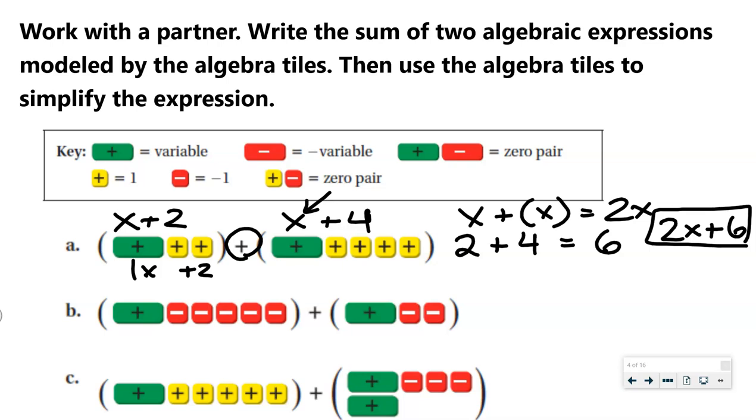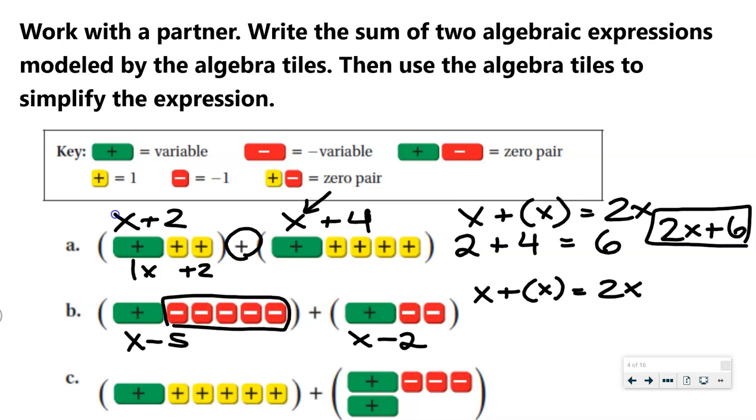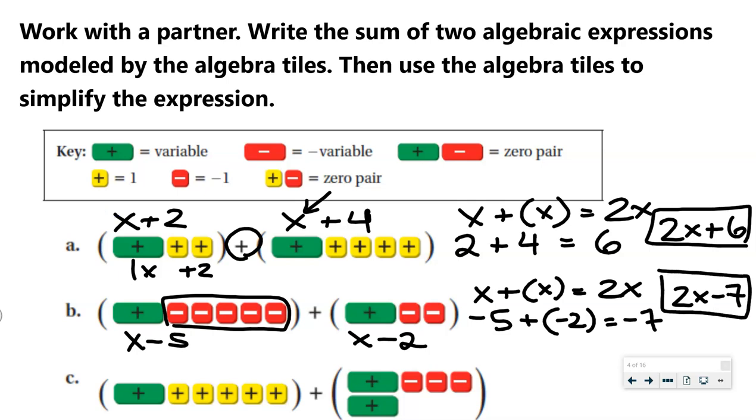Moving on down here to C. We have right here x minus 5, right? 5 negative constants right there. And we have x minus 2. And watch what happens here. Well, we have the same thing as above. x plus x equals 2x. But now we have negative 5 plus a negative 2, which is going to equal a negative 7. So put those together, and we have 2x minus 7.